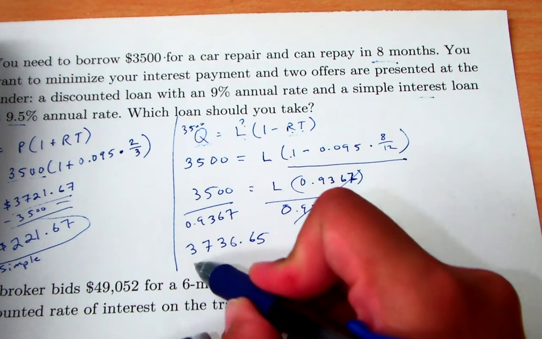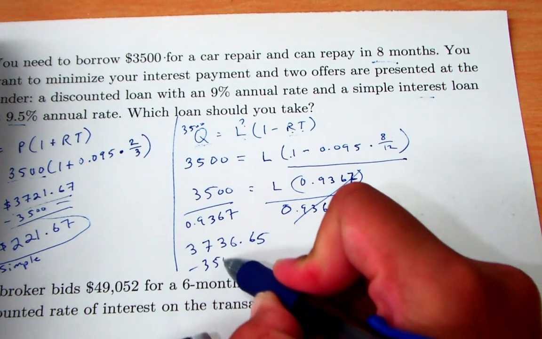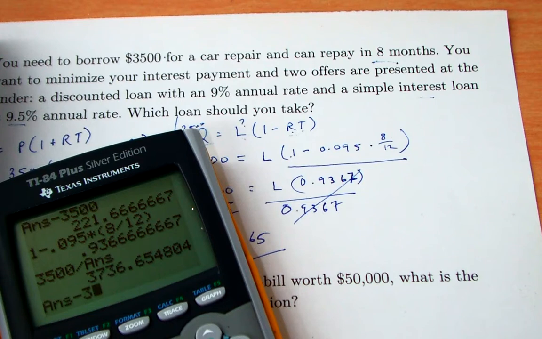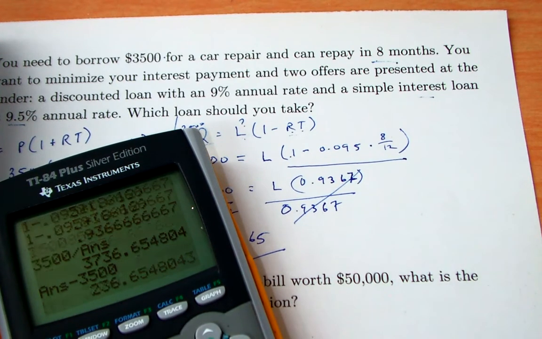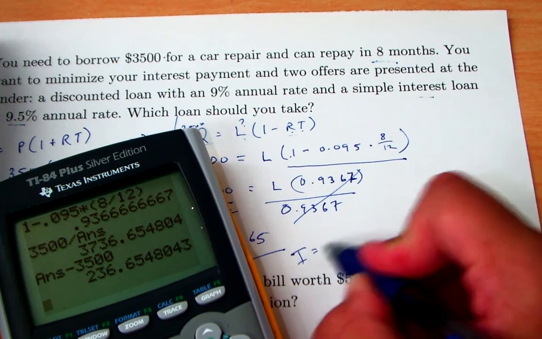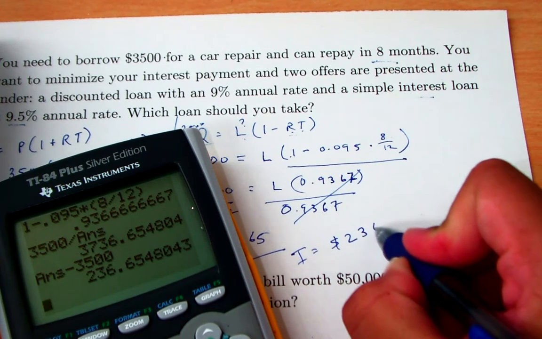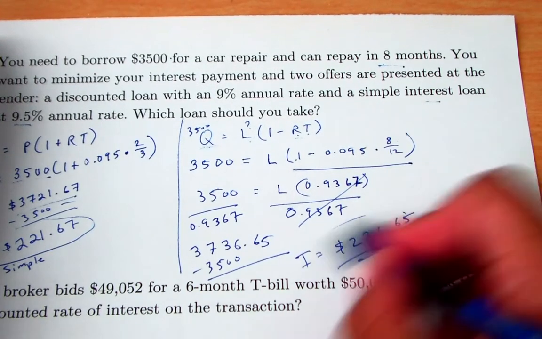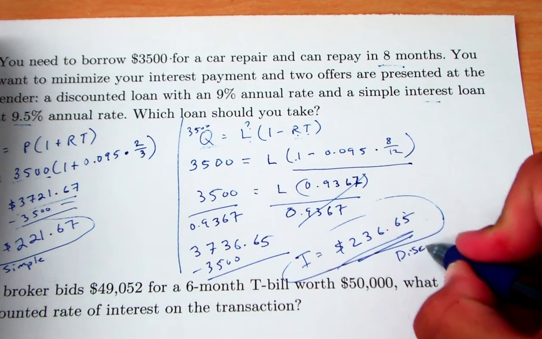Now remember, that's the principal plus the interest. That's how much I pay back. To get just the interest, take away the $3,500 that I originally borrowed. So from that, remove 3,500. And what I get is an interest amount of $236.65. And that's on the discounted model, right?